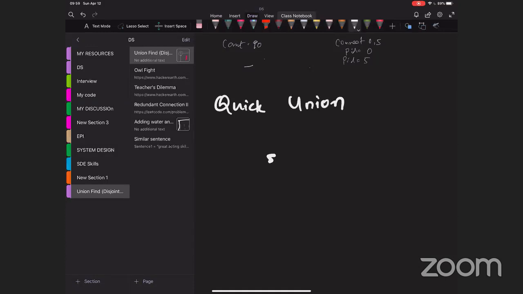Right. So in the previous one, we saw that my find was O(1), but the union was O(n), right? And so we have basically changed something so that my union is a little bit optimized. Find might not be optimized, and we'll see how to make it optimized later.